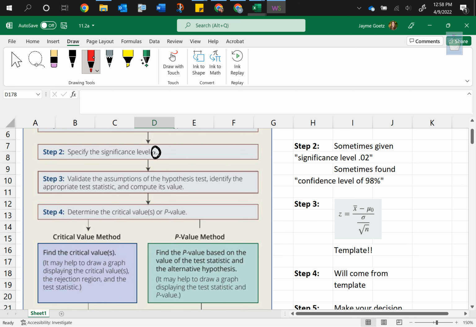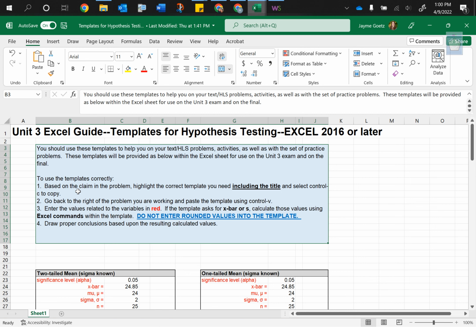If you go to Canvas, under Resources, and I also have it linked on the agenda, you will see what's called a template for hypothesis testing. If you need to pause the video and open it up, that's fine. It's going to look like this: Unit 3 Excel Guide, Templates for Hypothesis Testing. This only works on Excel 2016 or later, but that's okay. We all have that. You do get to use these on the test.